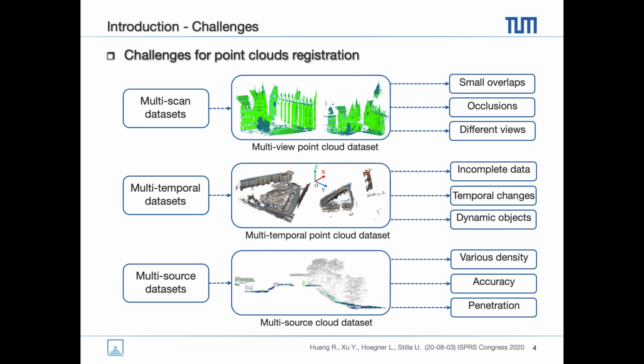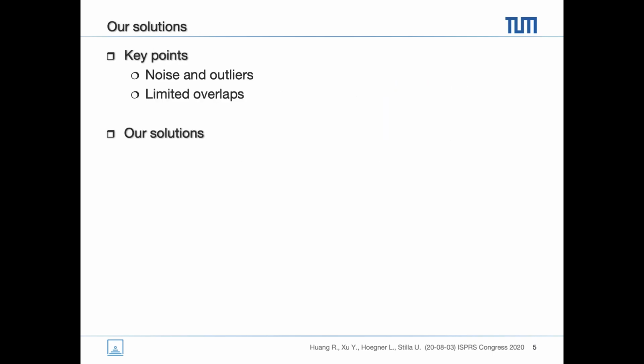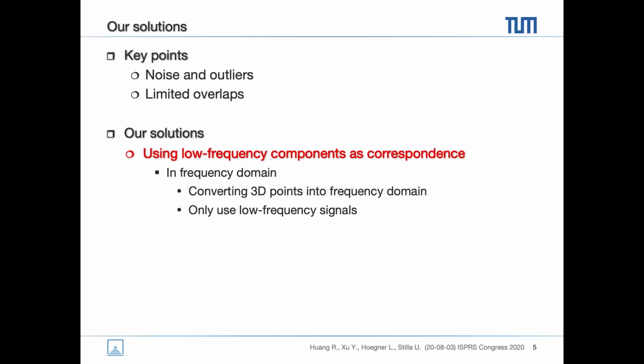To overcome these problems, we need to figure out the key points and provide our solutions. To conclude the aforementioned problems, two key points need to be addressed. First is noise and outliers. Second, how to deal with point clouds with limited overlaps. Here we provide our solution, which mainly consists of two main concepts.